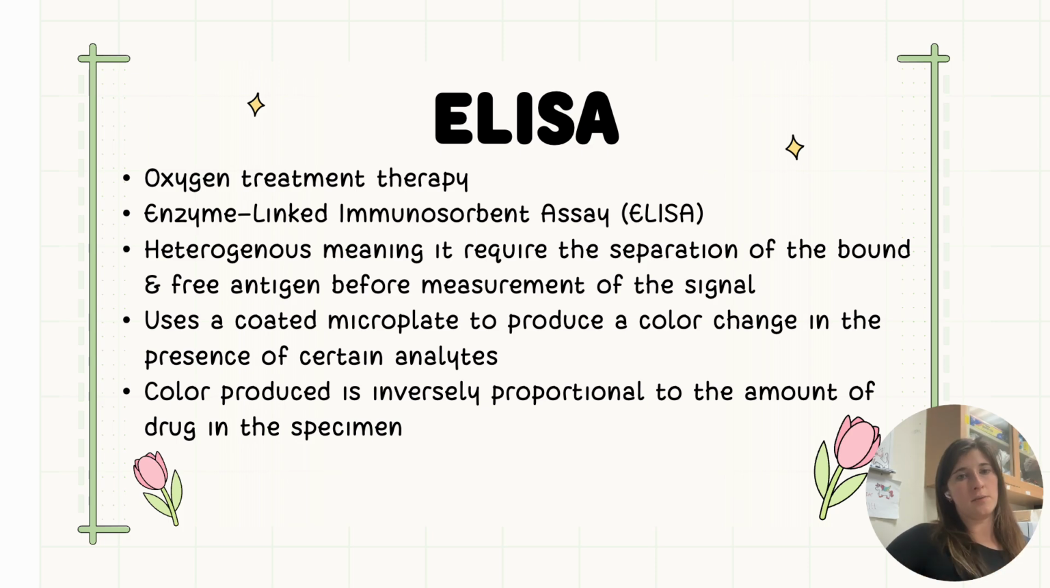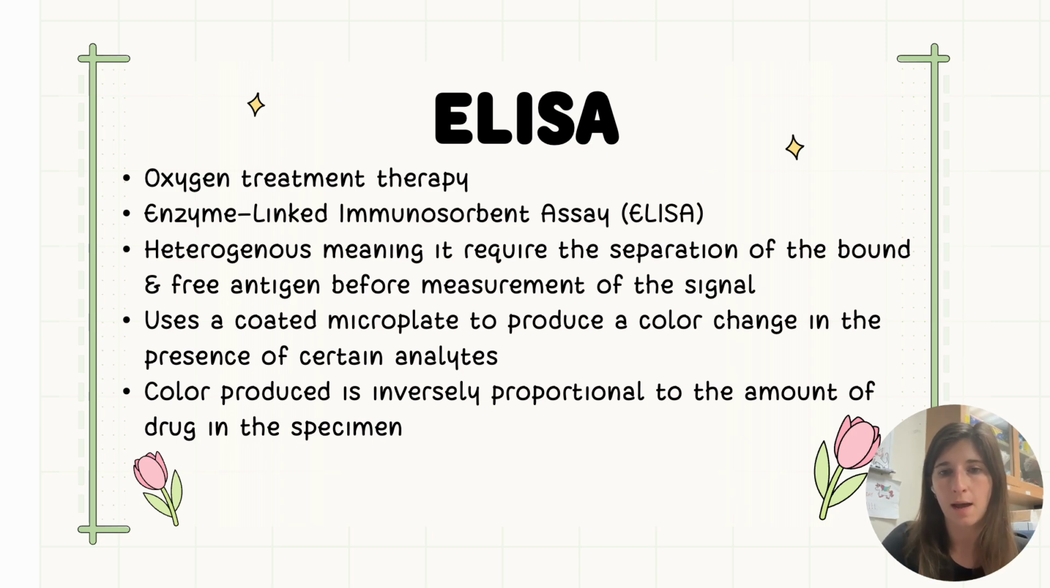ELISA is enzyme-linked immunosorbent assay, and this is a heterogeneous immunoassay, meaning that it requires the separation of the bound and free antigen before the measurement of the signal. This uses a coated microplate to produce color change in the presence of certain analytes, and then the color is going to be inversely proportional to the amount of drug in the specimen. So pretty much if there is a higher amount of drug, there's going to be less intensity of the light. I know at least that the 415 students did this experiment, so they were able to see this happen firsthand.